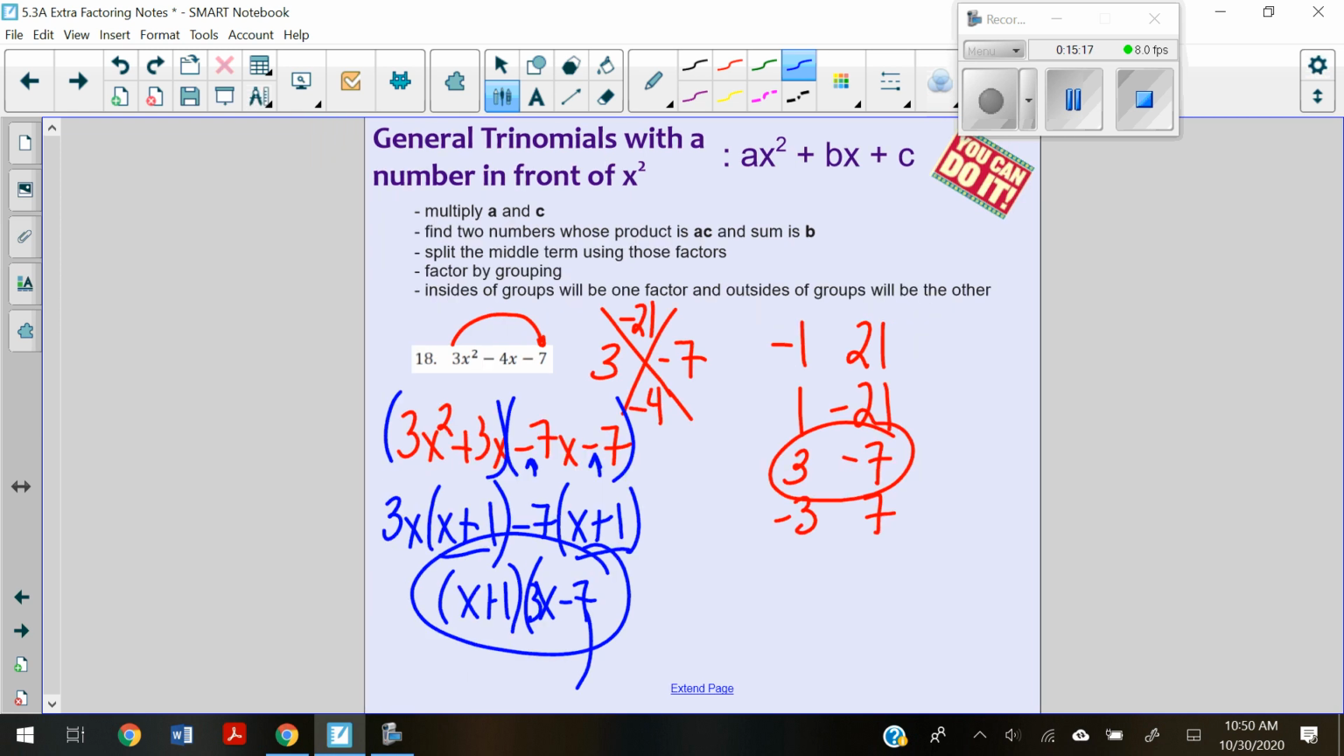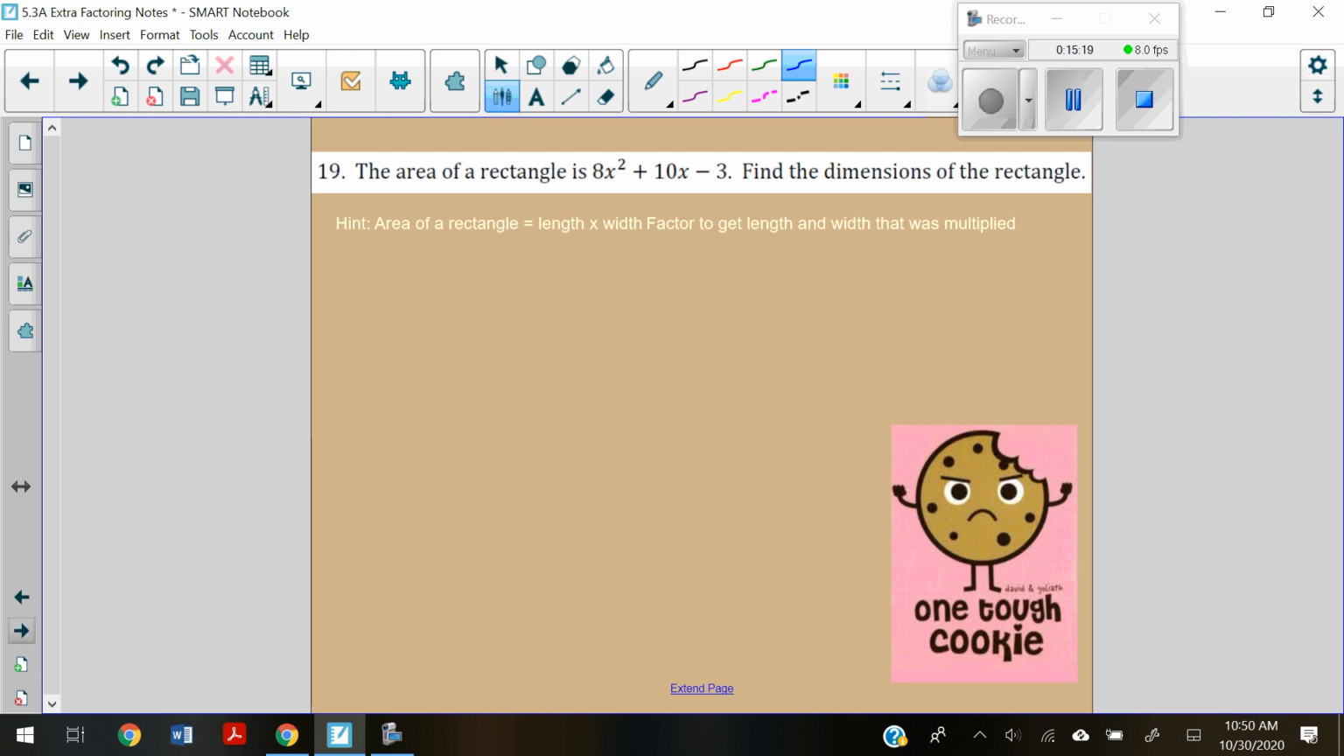All right, we have one word problem. All right, the area of a rectangle is 8x squared plus 10x minus 3. Find the dimensions of the rectangle. Don't forget, area of a rectangle is length times width. So all we're going to do is factor, and our two sets of parentheses, one is our length, one is our width. So I'm going to multiply my 8 times my negative 3. We end up with negative 24 and adds to 10.